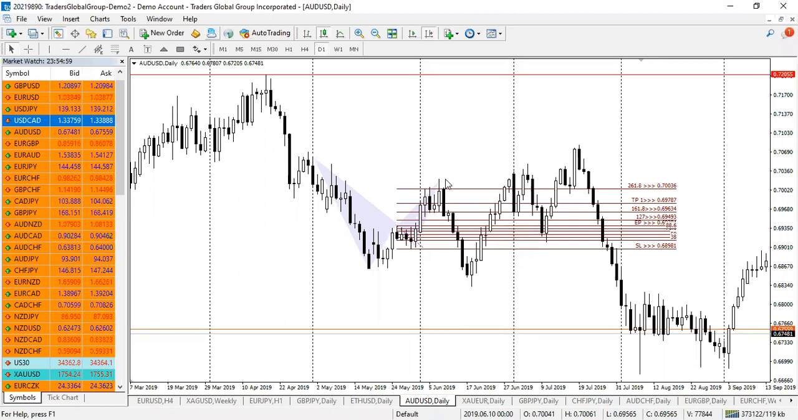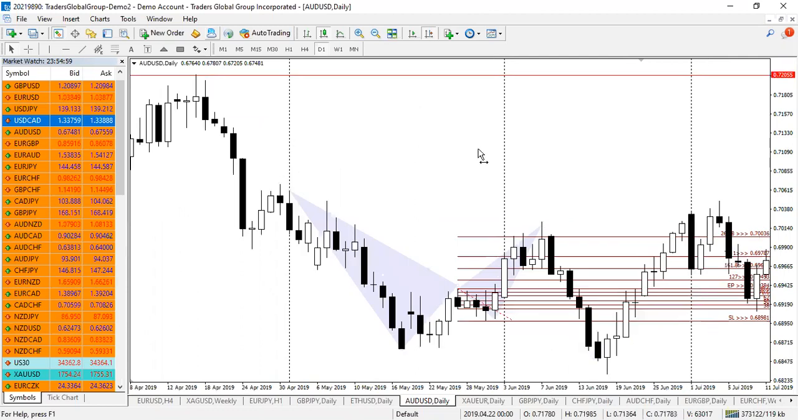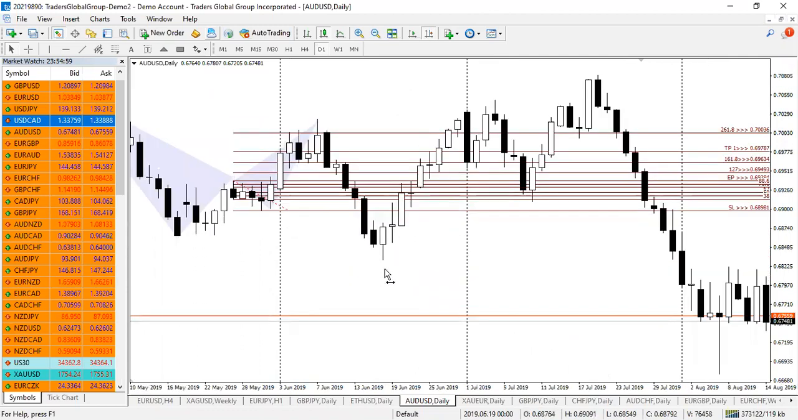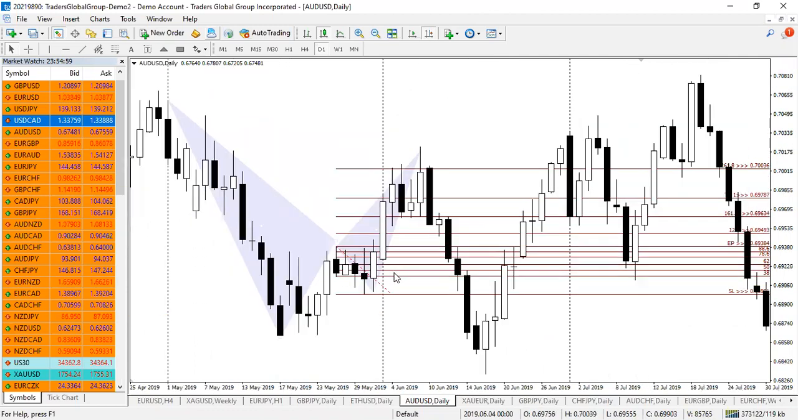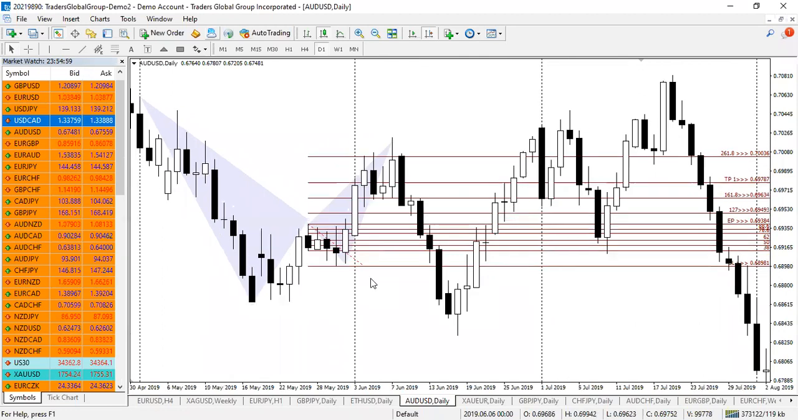A Gartley, I want to end this class today. Now, let me show you something. A Gartley will terminate at 161.8. Look at the line here. This is where a Gartley is supposed to stop. It starts from 127 to 161.